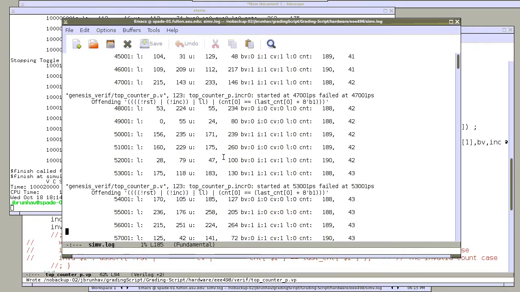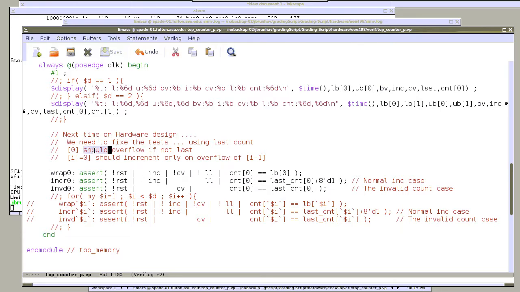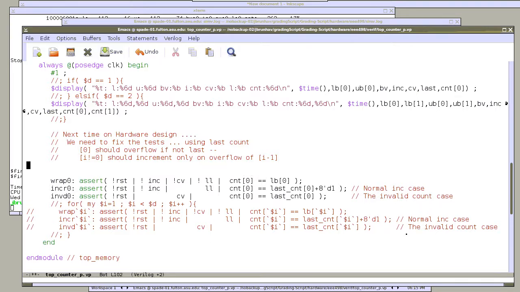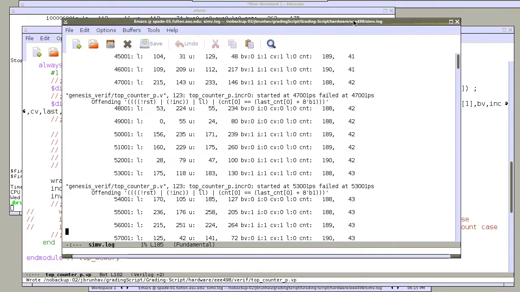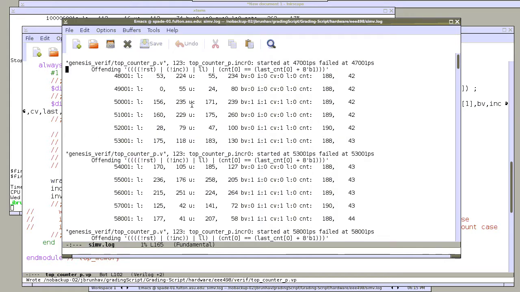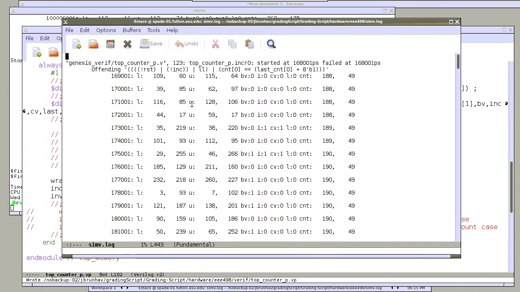It looks like we have a couple things going on. So 0 should overflow if not last. We need to fix the tests using the last count. So 0 should overflow if not last. Good. So we need to fix those tests. And it looks like we have a hardware issue where we don't load the new bounding box, which is what it looks like we're getting wrong here.